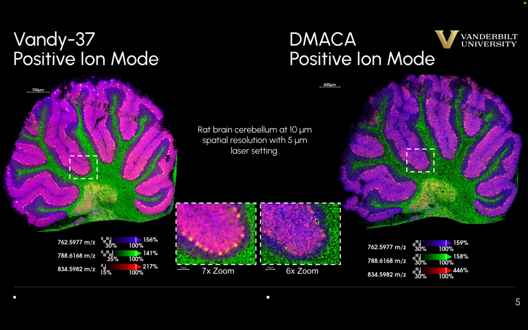It instead just looks like a purple blob almost. Now, this analysis can also be applied vice versa. If we had done these images in negative ion mode, we would have seen that DMACA outshines Vandy 37 as well.